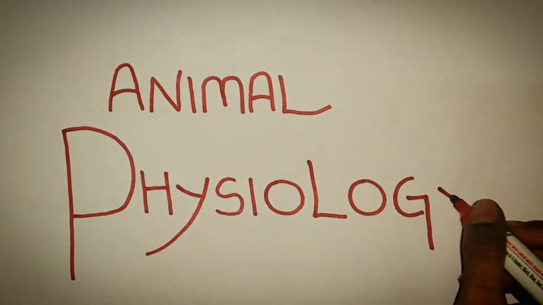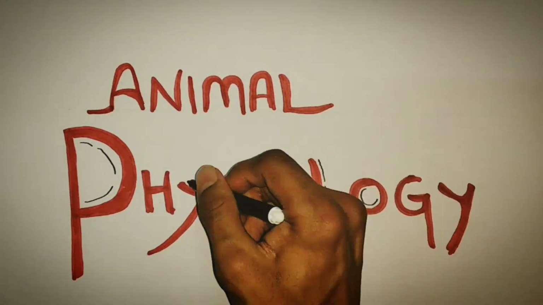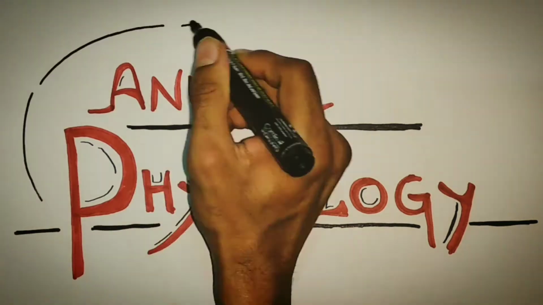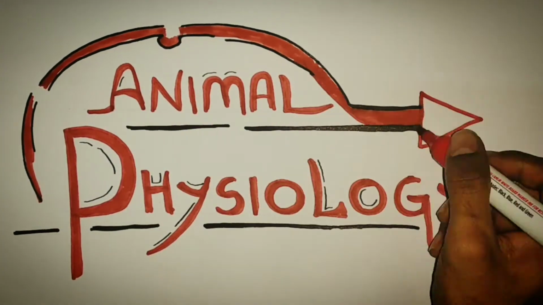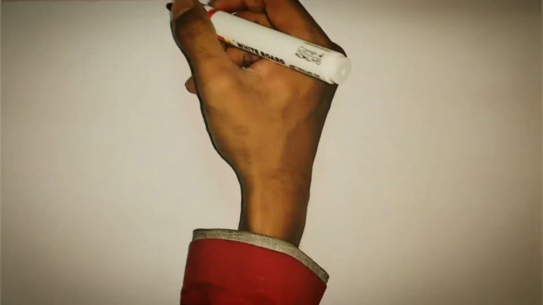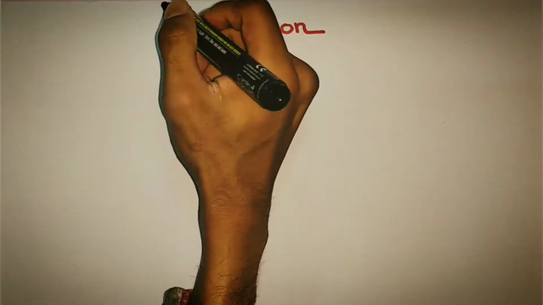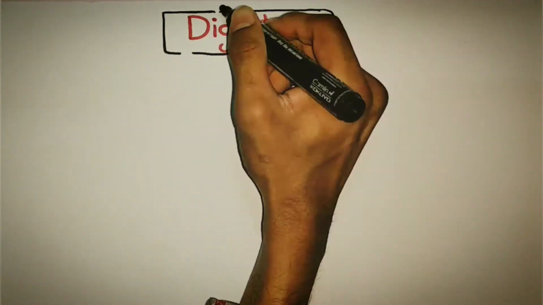In this session, we are going to be dealing with animal physiology, including various aspects of animal physiology like digestion, circulation, excretion, endocrinology, and neurology. In this video, we are going to be discussing digestion, one of the important topics in animal physiology.